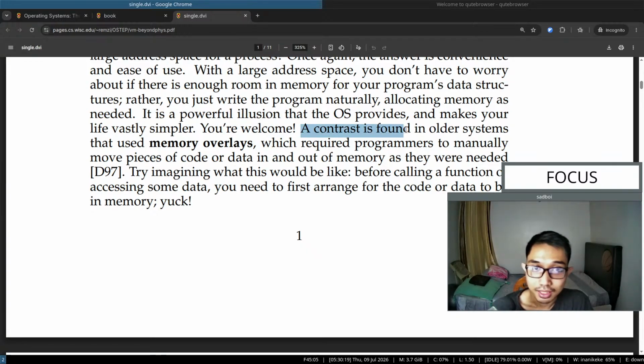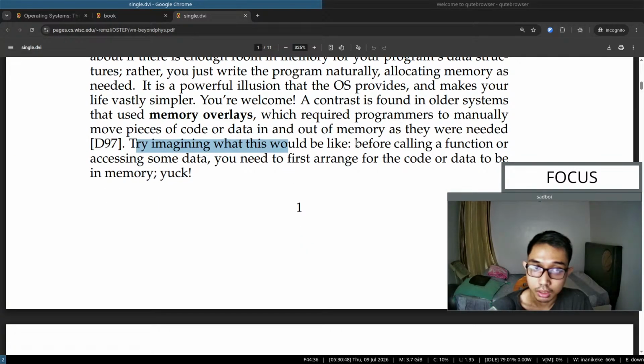A contrast is found in older systems that used memory overlays, which required programmers to manually move pieces of code or data in and out of memory as they were needed. Try imagining what this would be like: before calling a function or accessing some data, you need to first arrange for the code or data to be in memory.